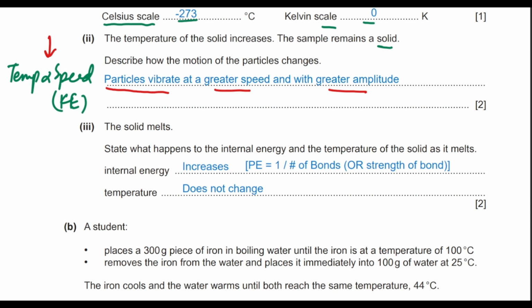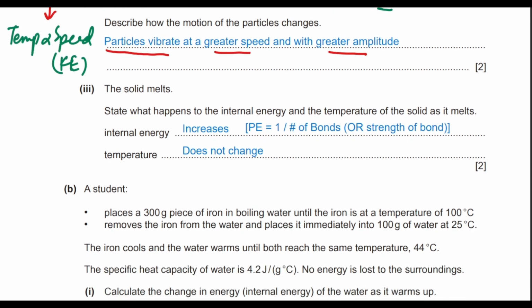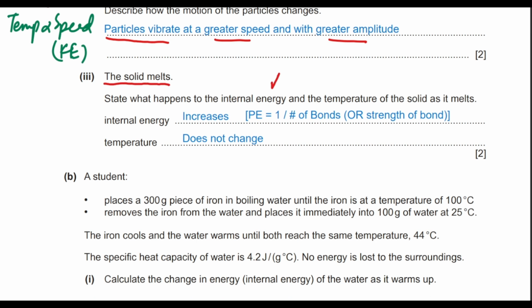That is how it is different from a temperature when it is lower. The solid eventually melts or starts to melt. State what happens to the internal energy of the solid. Now, the internal energy is actually dependent on the potential energy and the kinetic energy, right? Now, when it is melting, the temperature does not change. We understand that this is a change of state. That's why we call this a melting point, because it happens at a specific point. So the temperature does not change.